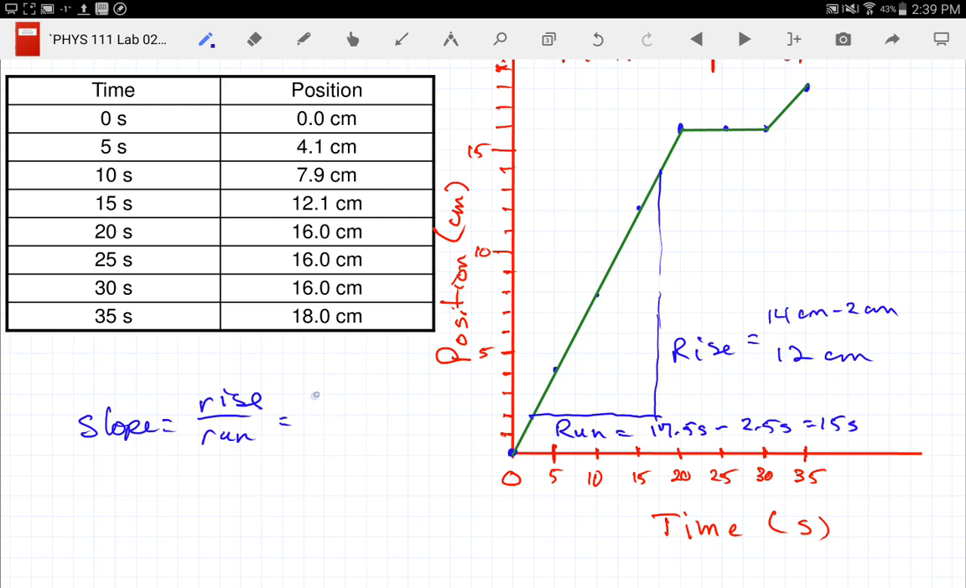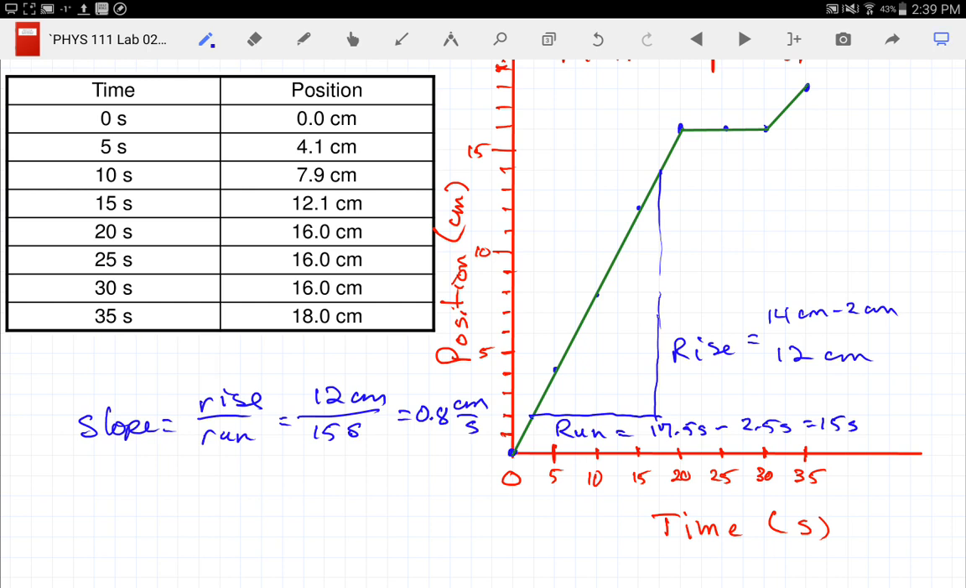Okay, 12 centimeters divided by 15 seconds. 12 is 4 times 3. 15 is 5 times 3. And so that's where he got the 4 over 5. 4 over 5 is 0.8. And that's not 15 centimeters, that's seconds. So that's equal to 0.8 centimeters per second.